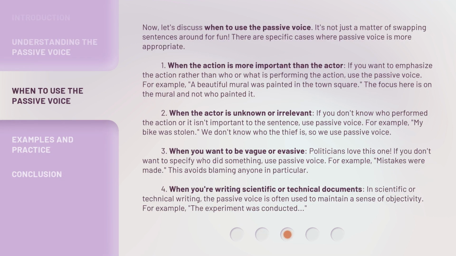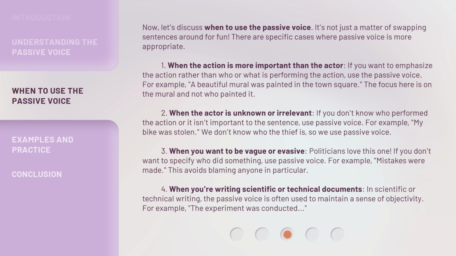Now, let's discuss when to use the passive voice. It's not just a matter of swapping sentences around for fun. There are specific cases where passive voice is more appropriate. 1. When the action is more important than the actor. If you want to emphasize the action rather than who or what is performing the action, use the passive voice. For example, a beautiful mural was painted in the town square. The focus here is on the mural and not who painted it.